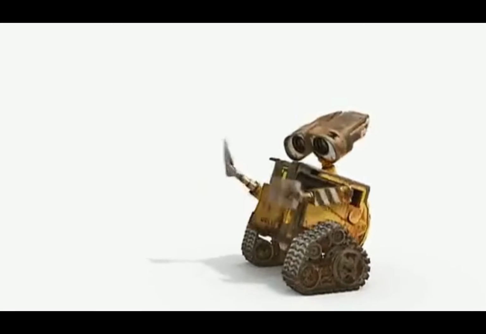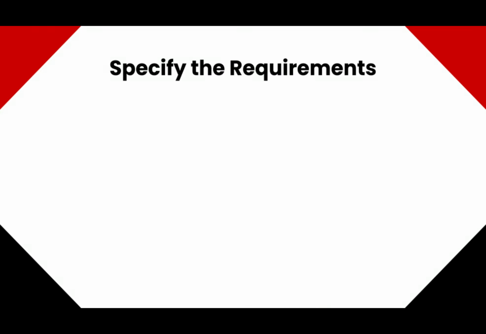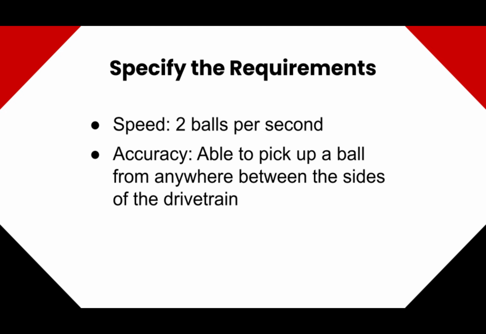Next, we must specify the requirements. What does the mechanism that picks up the bouncy balls need to have? We can begin creating a list here. For speed, we want it to pick up 2 balls per second, so it will only take 1 second to pick up the balls for teleop, and then we can intake many balls fast during in-game. For accuracy, we want to be able to pick up a ball if it is anywhere between the two sides of the drivetrain, or from a width of 12 inches.